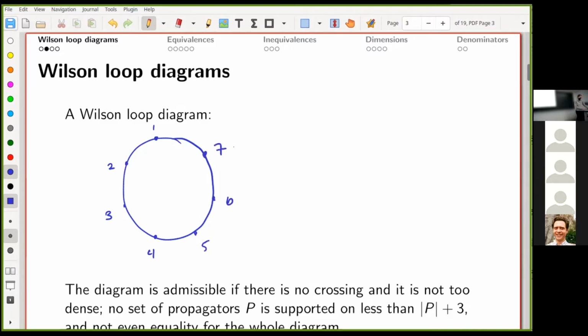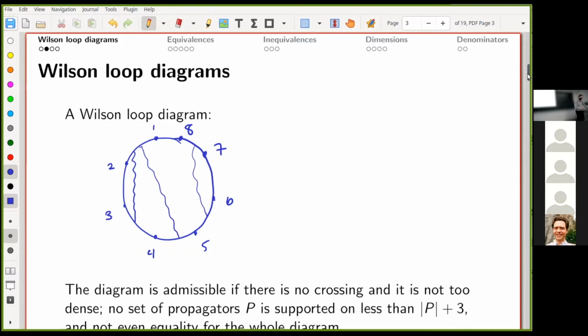So I've got some vertices along a circle. That's the Wilson loop itself. And then I have some propagators, which in the case we're going to talk about today, go from an edge of this outer loop to another edge of this outer loop. So something like this, something like this, something like this. So there's an example of the kind of diagram that we're going to talk about.